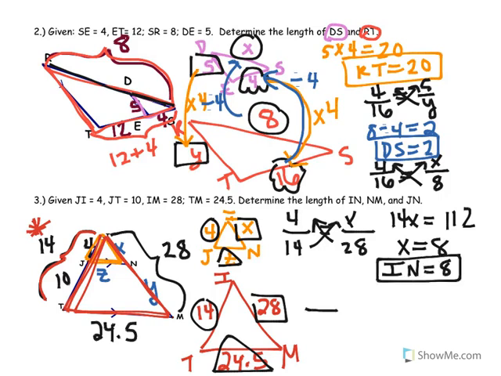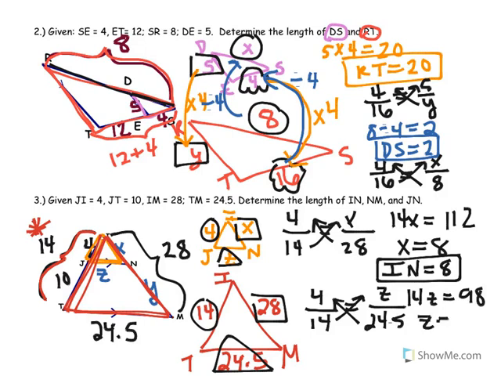And let's set up another proportion to find my other side. Z. 4 to 14 equals Z to 24.5. And let's cross multiply. 14Z equals 98. Divide by 14. Z equals 7. Z was representing JN, so that means JN equals 7.